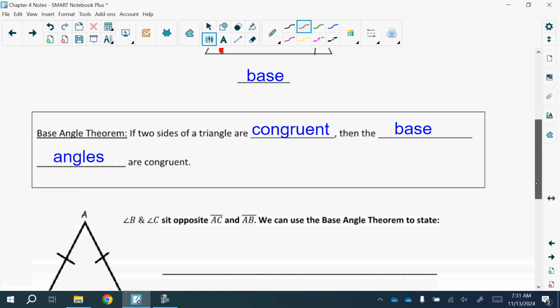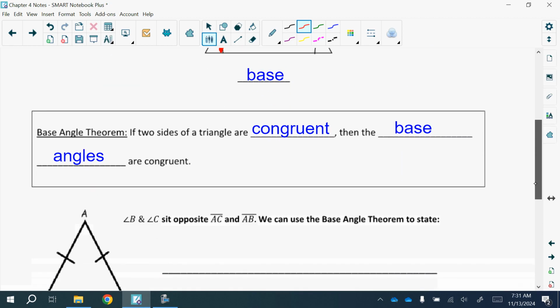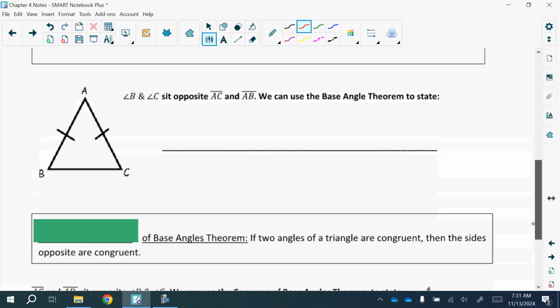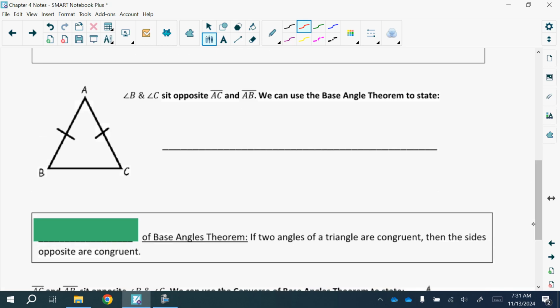So again, base angle theorem, given that the two sides are congruent, you can then say the base angles are congruent. So in this diagram here, using the base angle theorem, again, it tells us these sides are congruent, therefore we can say these angles are congruent. So we can say that angle B is congruent to angle C.